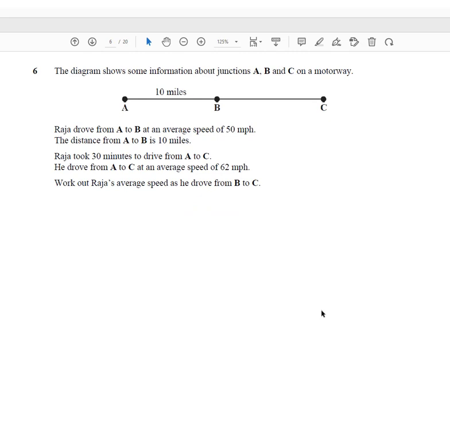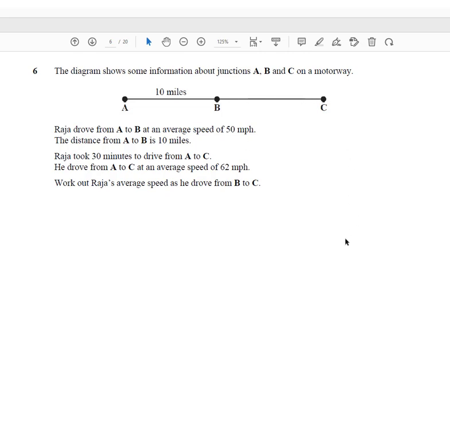So question 6 says, the diagram shows some information about junctions A, B and C on a motorway. Raja drove from A to B at an average speed of 50 miles per hour. The distance from A to B is 10 miles. Raja took 30 minutes to drive from A to C, that's the whole journey, and he drove from A to C, once again the whole journey, at an average speed of 62 miles per hour. Work out Raja's average speed as he drove from B to C.